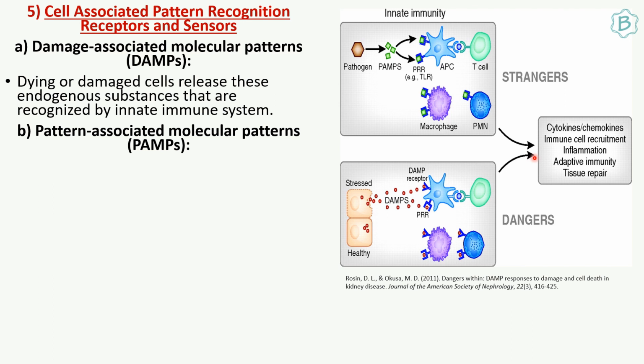Some examples of DAMPs would be heat shock and chromatin proteins, or fragments of extracellular matrix like fibronectin, oxidized lipoproteins, etc.